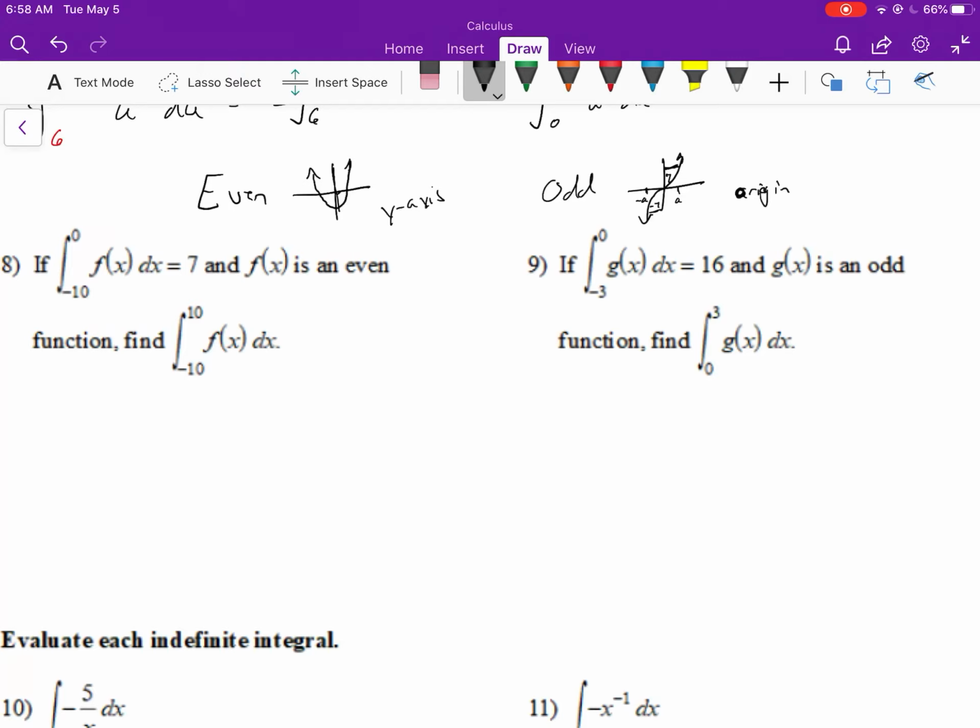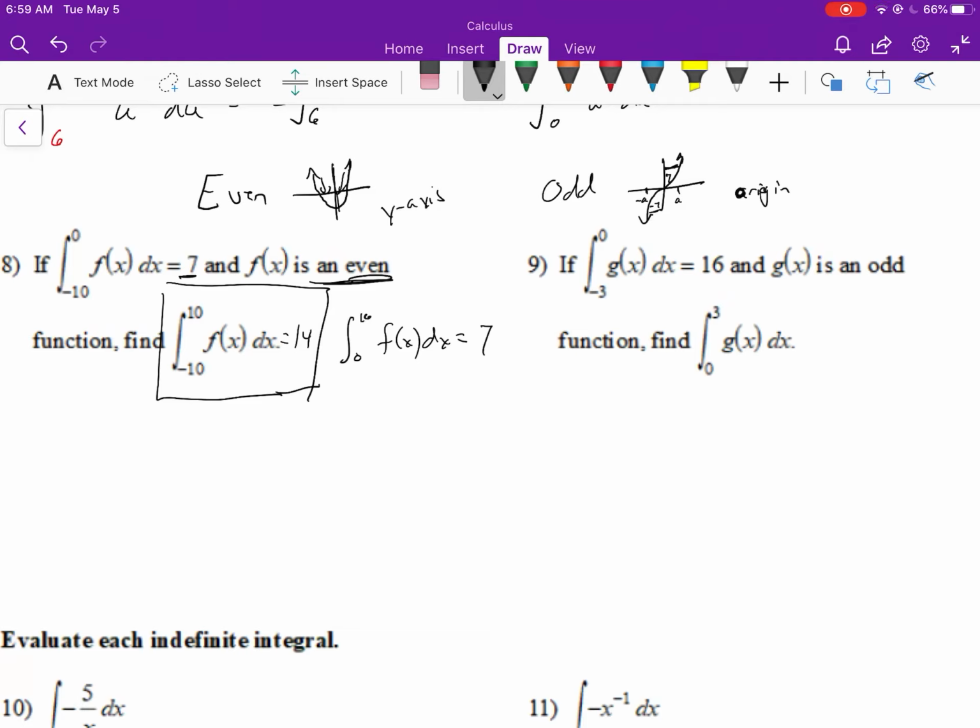If the integral from -10 to 0 of f of x dx is 7 and f of x is an even function, so symmetric about the y-axis, find the integral from -10 to 10. Well, it's saying these two will be the same. It's not necessarily a parabola, but from -10 to 0 will be the same as 0 to 10. So from 0 to 10 also has to be 7, which means for this one, it has to equal 14 because you're going from -10 all the way to 10.